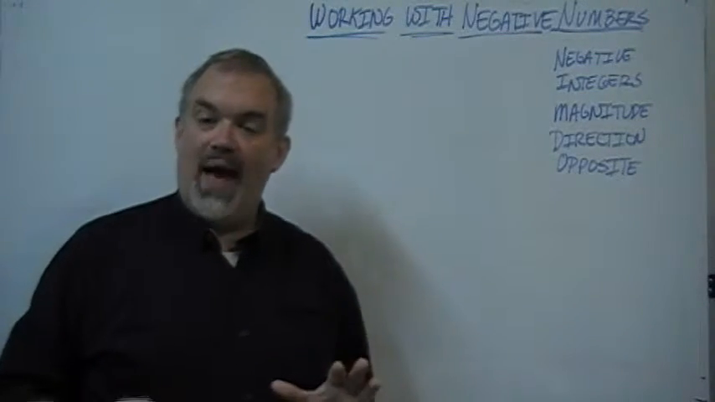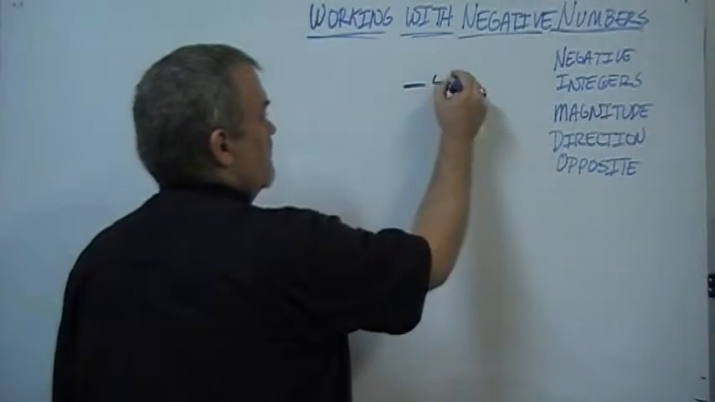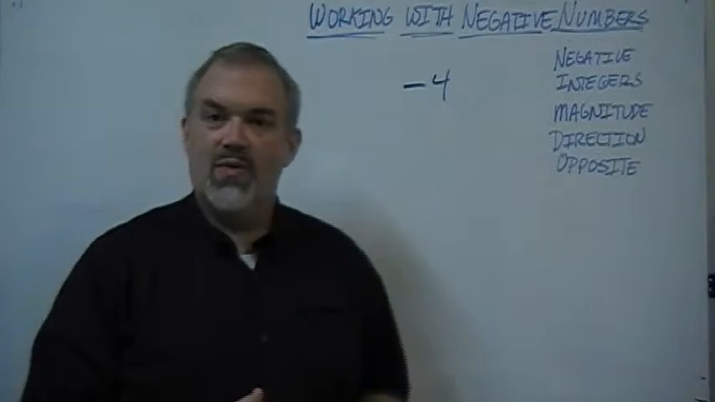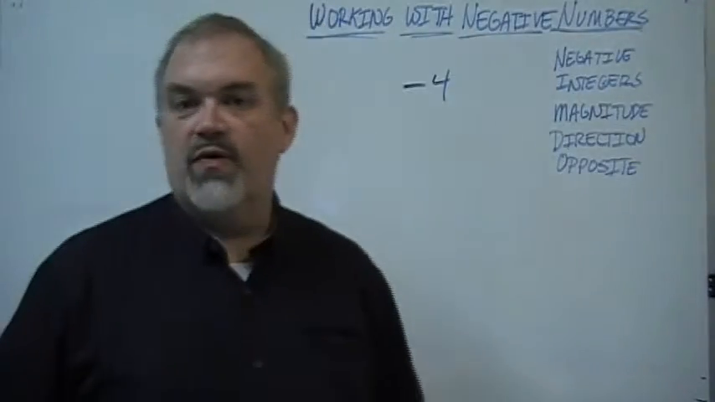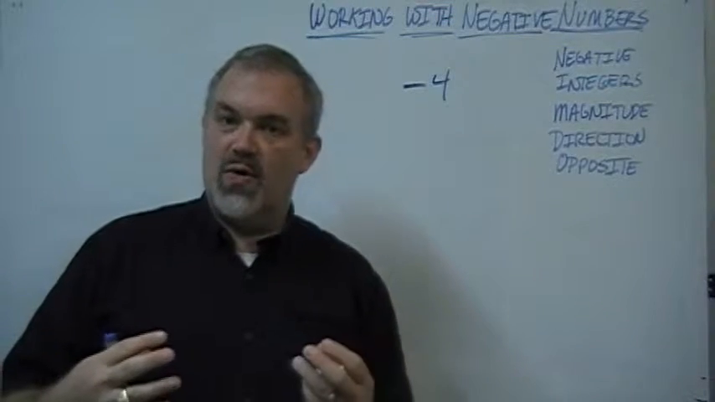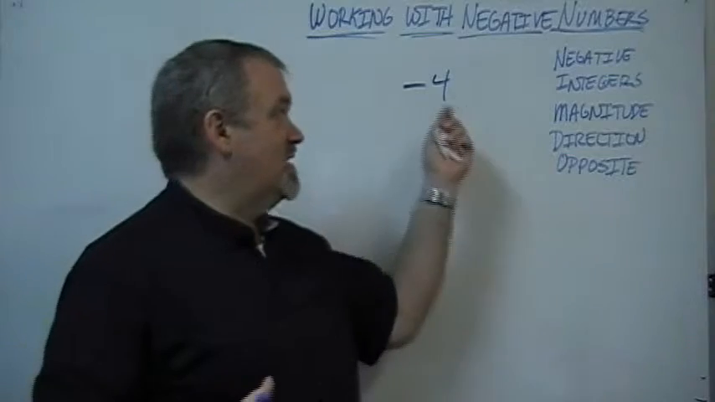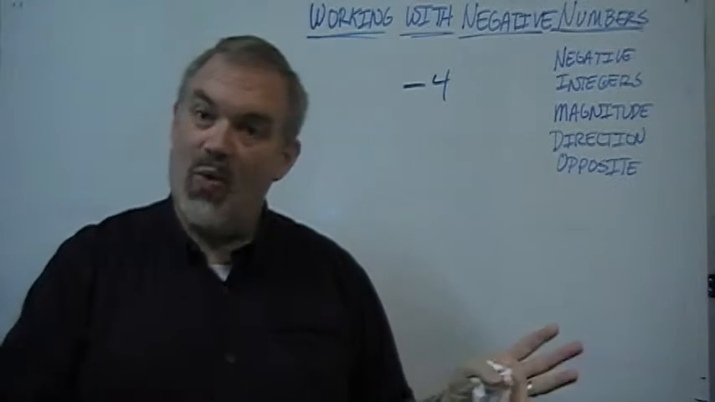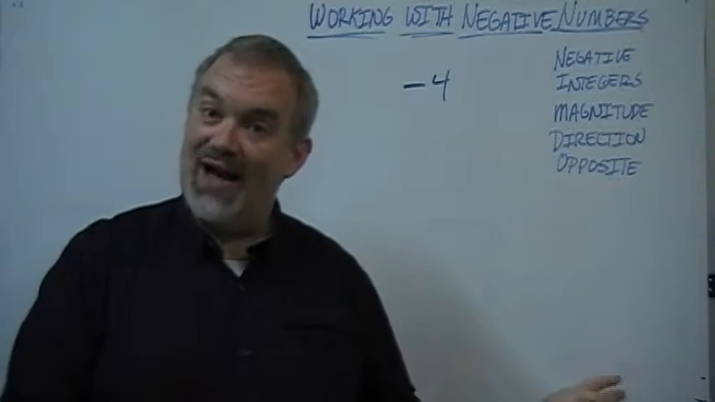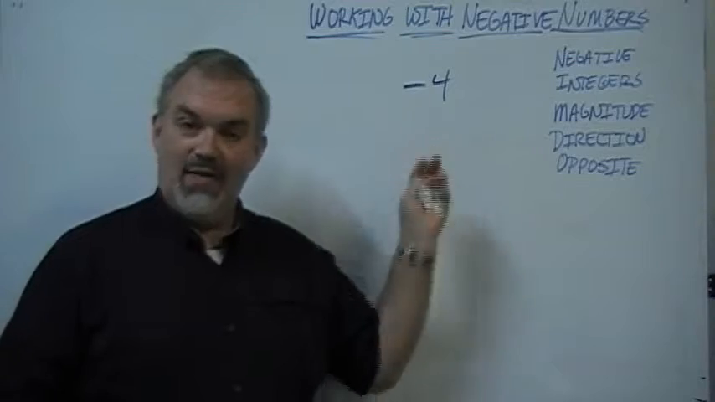Now, when we talk about negative numbers, we typically write them like this, for example, and we read that as negative 4. Sometimes people will refer to that as minus 4, and that's okay, but it's not as specific as negative 4. If we say minus 4, it sounds like we're talking about taking away 4 from something else or subtracting 4. So the proper way to read this is negative 4.